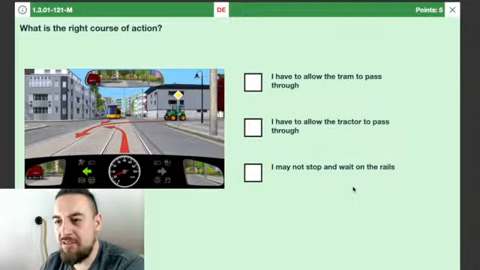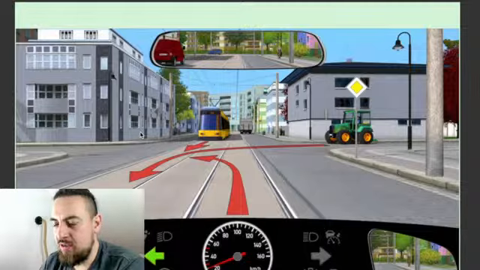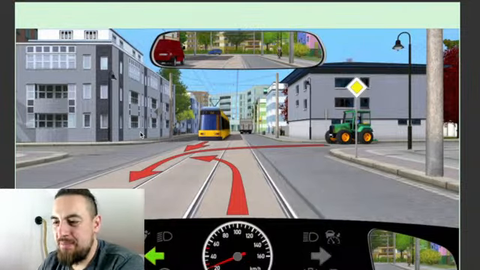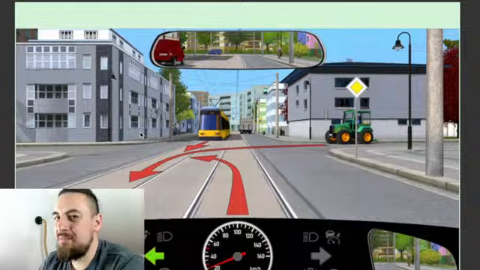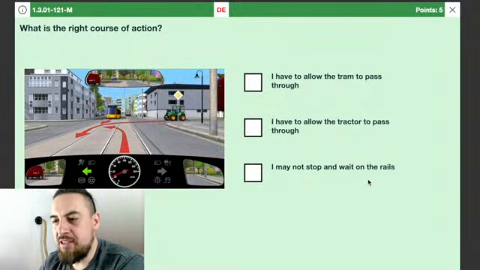What is the right course of action? We are here again on a road, but this time we have different participants in this picture. Keep in mind, no one has special rules here. All right, let's close it. What is the right course of action?